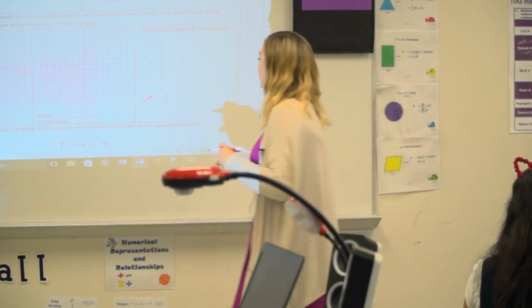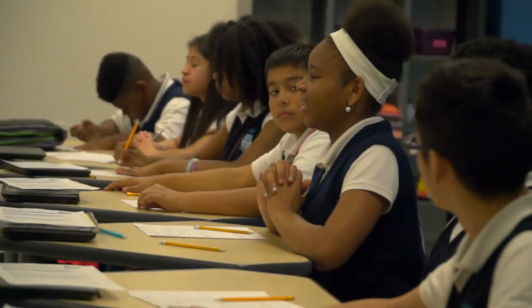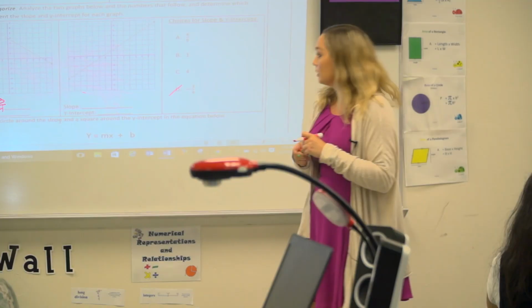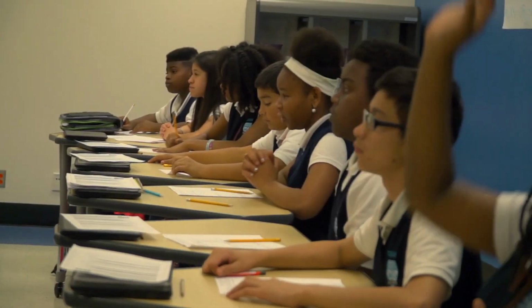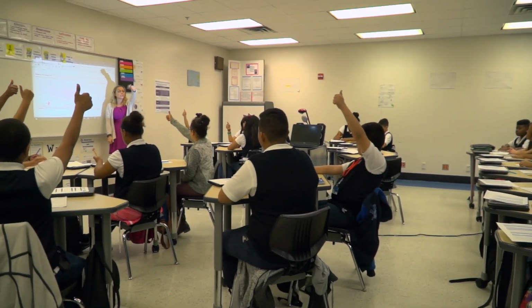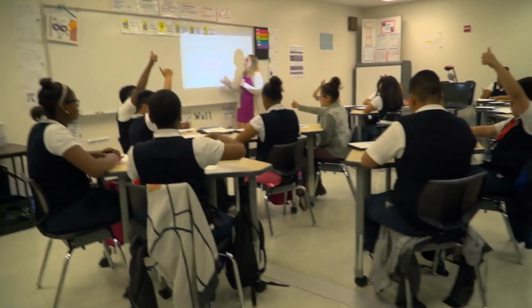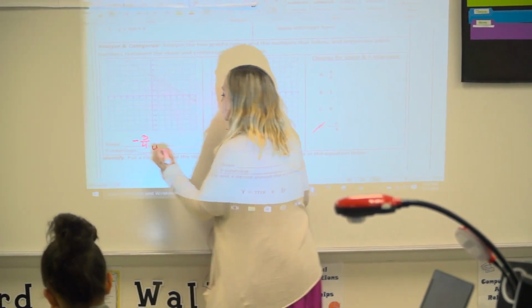Rashana? The point where the line goes through the y-intercept. The y-axis. So which one's that going to be on this first graph? 4. It's going to be 4. If you agree, give me a thumbs up. If you disagree, go ahead, give me a thumbs down. I see 100% agreement. Yes, it definitely crosses the y-axis right there.